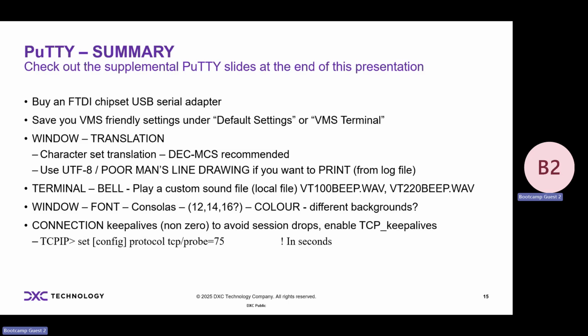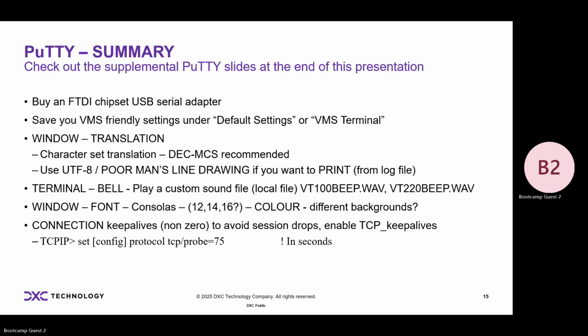Save your VMS-friendly settings. You can either save them under default settings or simply create a profile which says VMS terminal. Recall VMS terminal and then put in your connection information. Window translation, you need to set it to DEC MCS. Or if you're going to create a log file and you want to make it printable, then use UTF-8 and poor man's line drawing. It'll give you plus signs and dashes and so on, but it will allow you to print it much easier.